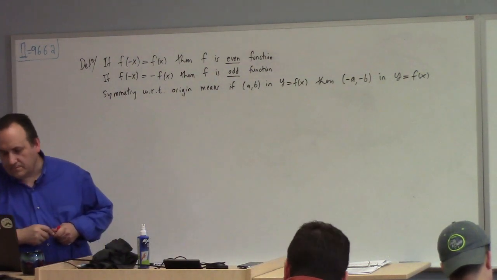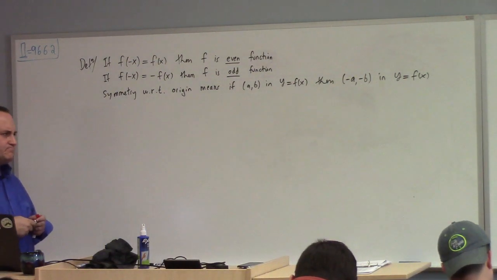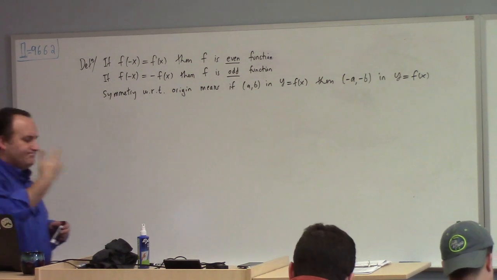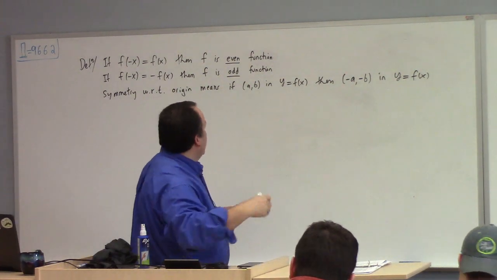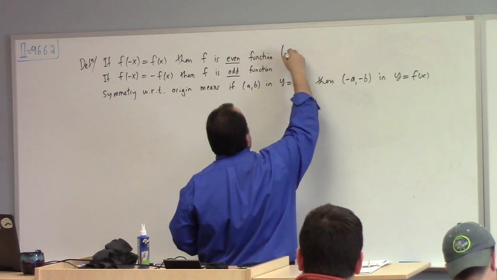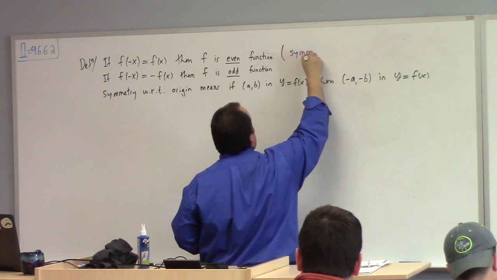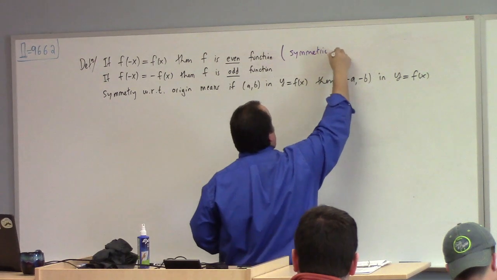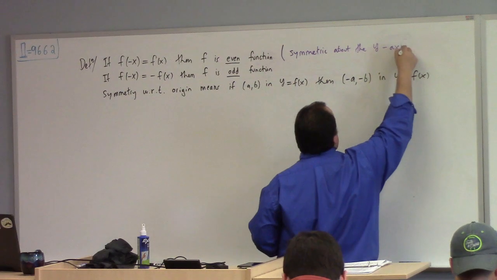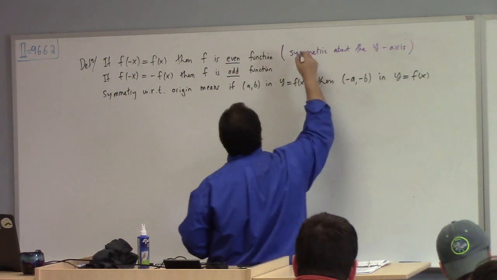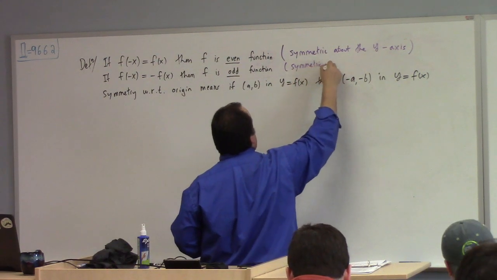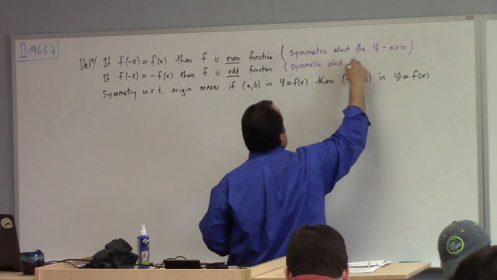Okay, so I guess I should probably not leave you here. Even functions are symmetric about the y-axis, and odd functions are symmetric about the origin, actually.